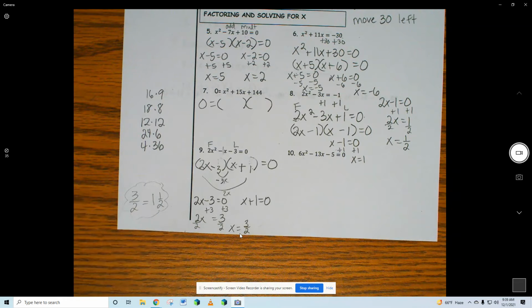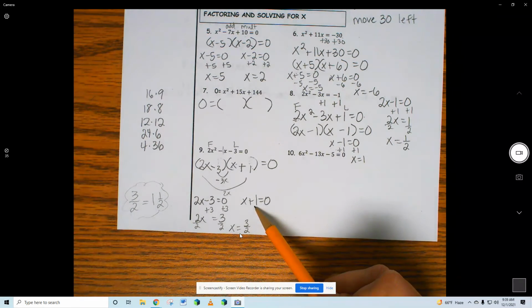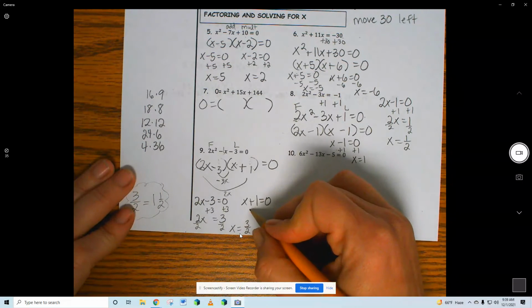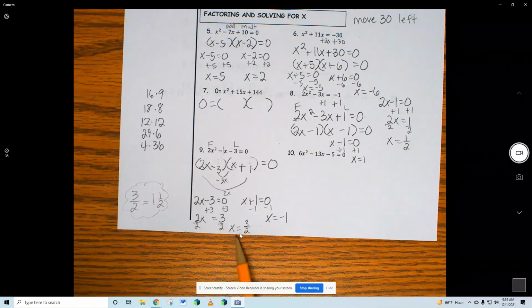So I got one solution. x equals 3 halves. What's the solution to x plus 1 equals 0? Negative 1. So those are my two answers, 3 halves and negative 1.